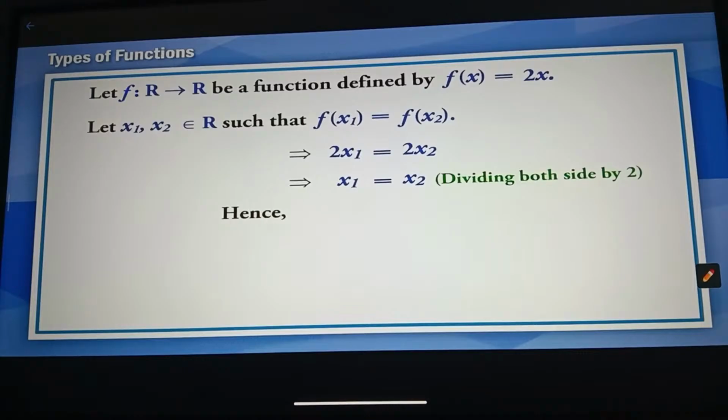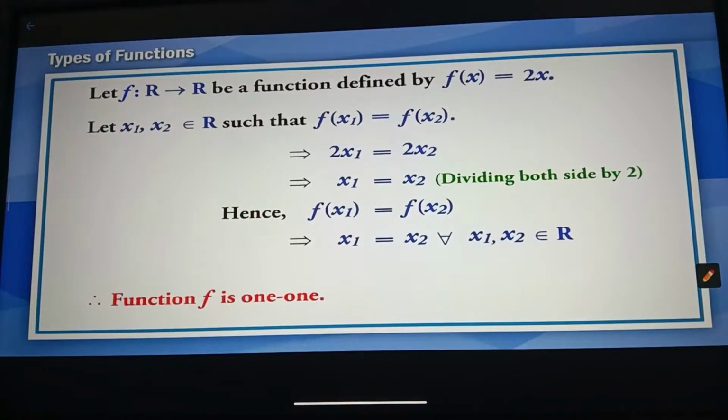Hence, for any two arbitrary elements x1 and x2 in the domain of f, f of x1 is equal to f of x2 implies x1 is equal to x2. Therefore, function f from R to R is 1-1.